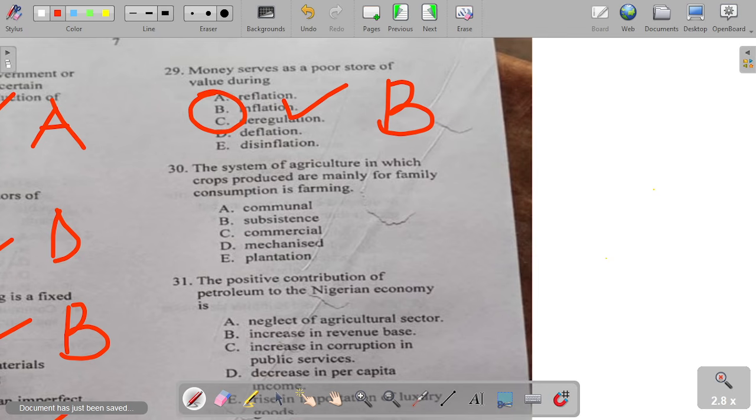Number 30. It's a system of agriculture in which crops are produced mainly for family consumption. They repeat this question. The answer is subsistence farming. 30 is B.